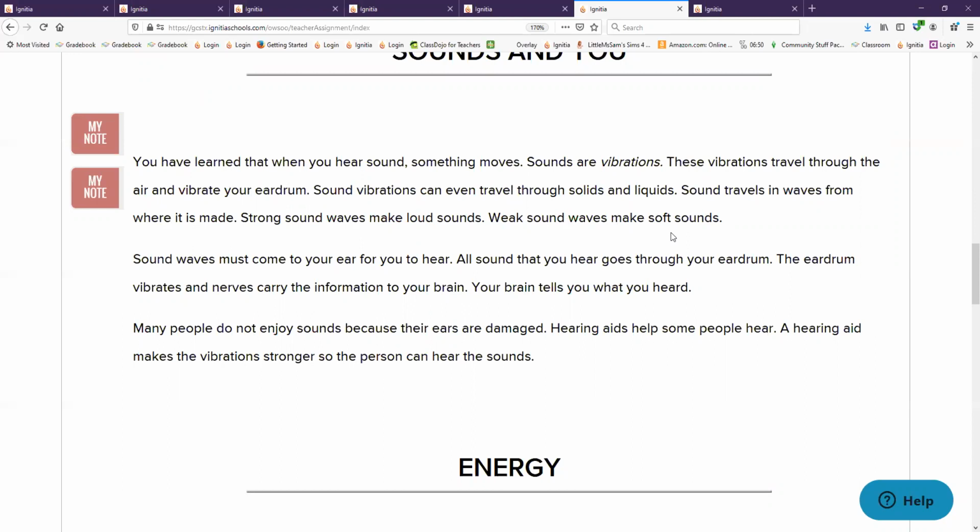All sound that you hear goes through your eardrum. The eardrum vibrates and nerves carry the information to your brain. Your brain tells you what you heard.